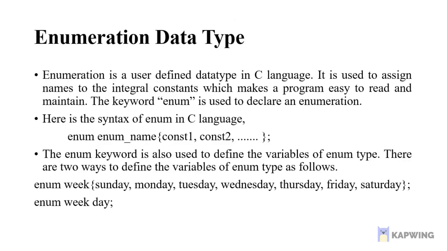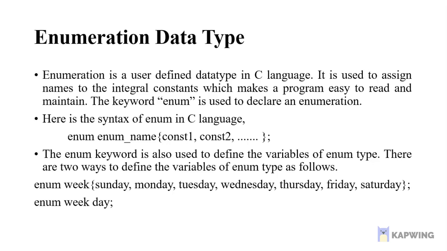Next comes the enumeration data type. Enumeration is a user defined data type in C. It is used to assign names to integral constants, which makes a program easy to read and maintain. We use the enum keyword for the declaration. The syntax is enum, the name that we want to give, then in curly brackets the constants, then a semicolon. For example, for the week: enum week, with all the day names: Sunday, Monday, Tuesday, Wednesday, Thursday, Friday, Saturday. We can also assign values to these week days.